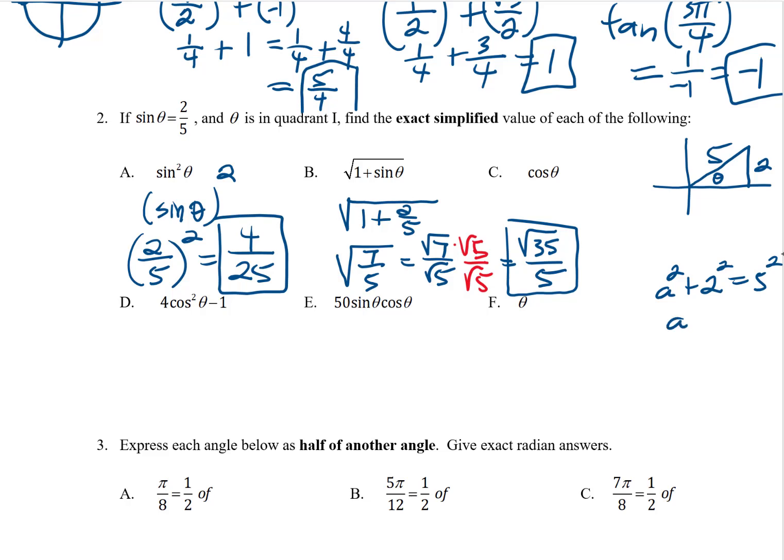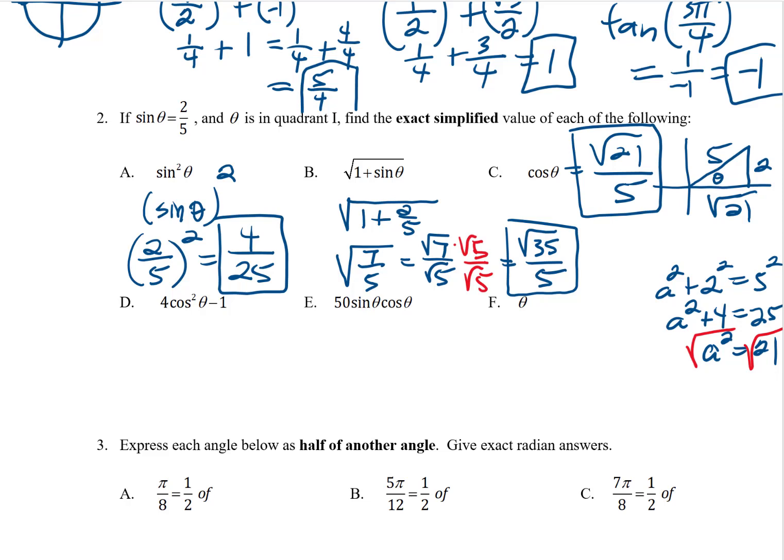A squared plus 2 squared equals 5 squared. A squared plus 4 equals 25. Looks like A squared is equal to 21. And when I square root, I don't need to worry about the plus or minus. I'm in the first quadrant. This side then is square root of 21, which means cosine theta is root 21 adjacent over 5, hypotenuse.